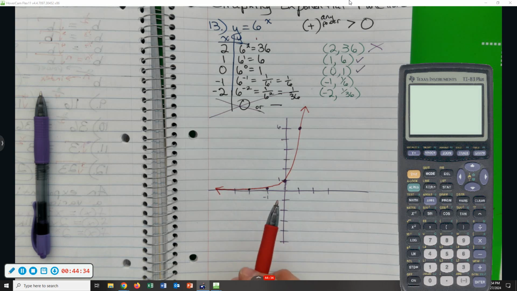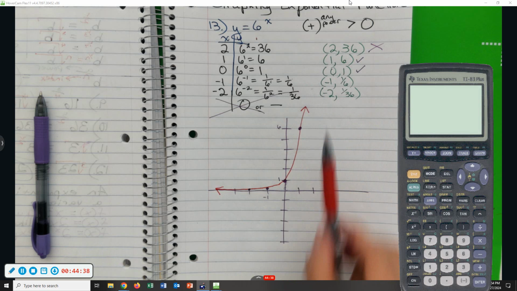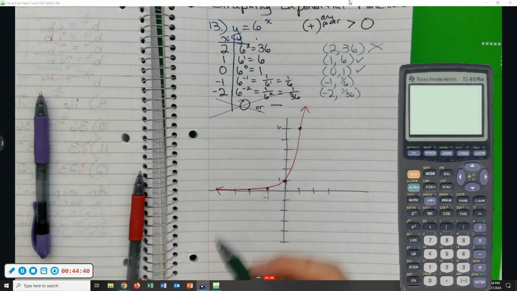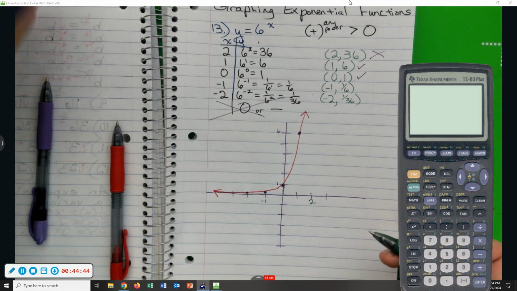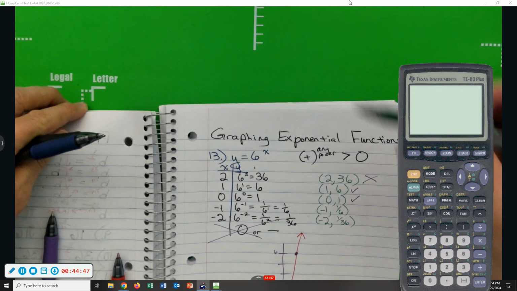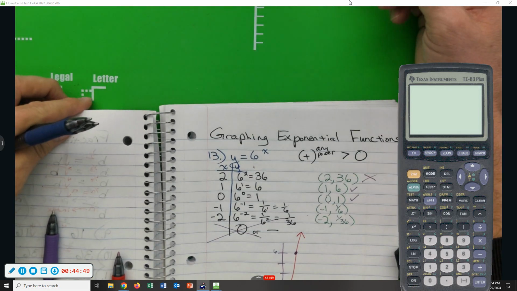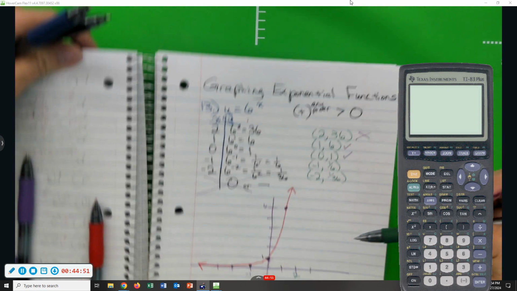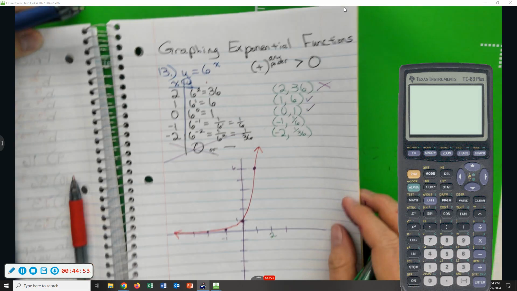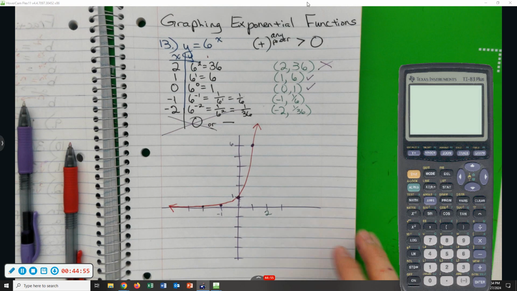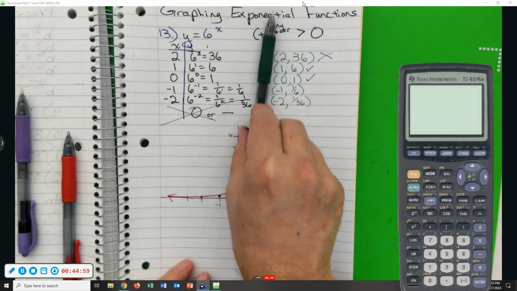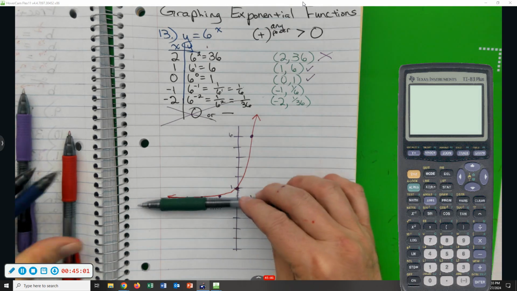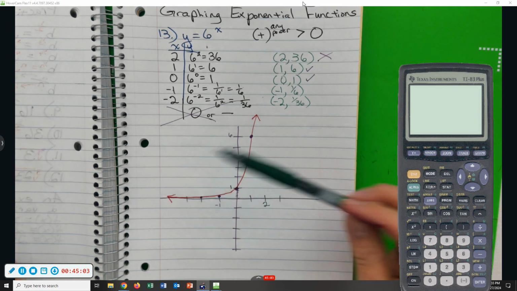In general, for exponential functions, you should expect one side. Think about 2 to the 36. If we plotted that, 2 to the 36 would be somewhere way up here. So the right side in this case is extremely steep. You should expect one side of the graph to be extremely steep, almost vertical. The other side, very flat, almost horizontal.